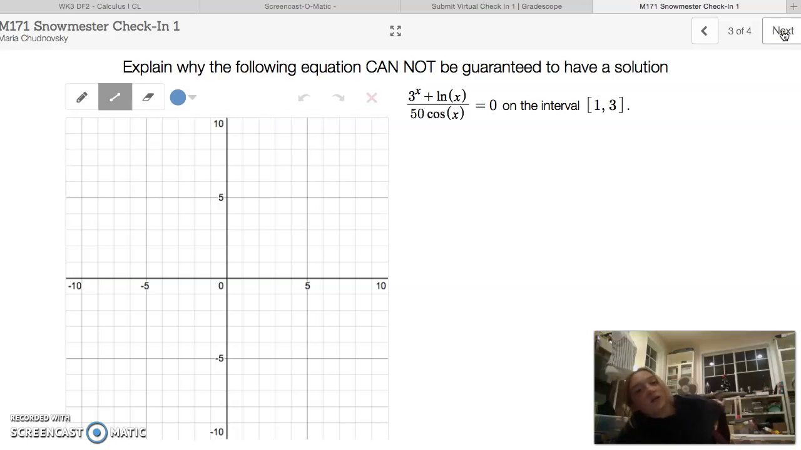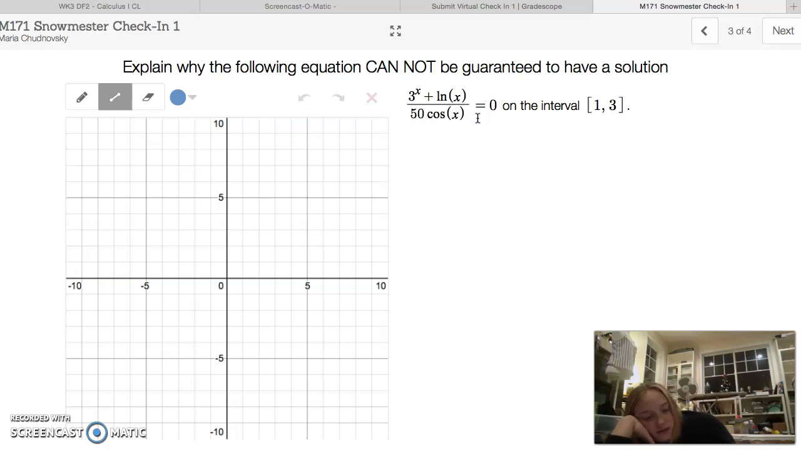So the next one: explain why the following equation cannot be guaranteed to have a solution. If I'm correct, I don't really know how to graph this just on the spot here within the 8 minutes, but this is a rational function with trig in it as well, so that means it will have issues with continuity when it is divided by 0, or what is it called?